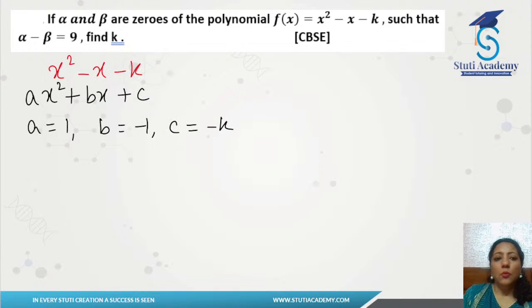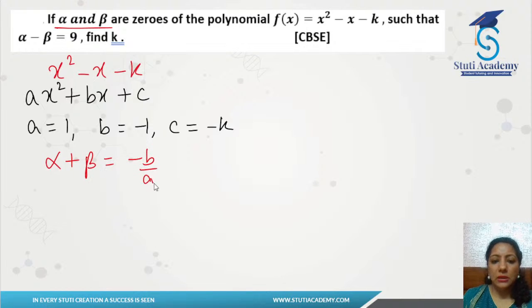Now, alpha and beta are given to be zeros of the polynomial. So, we know alpha + beta is equal to −b upon a. That is actually −(−1) upon 1. So, that's actually positive 1. So, we have alpha + beta is equal to 1 here.